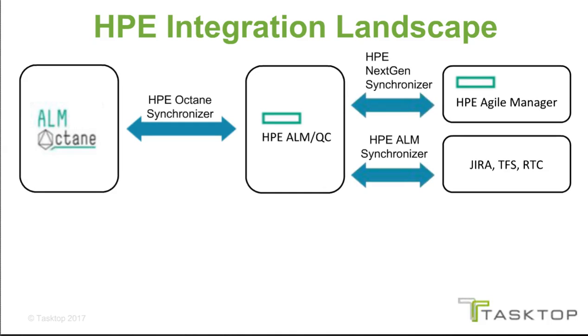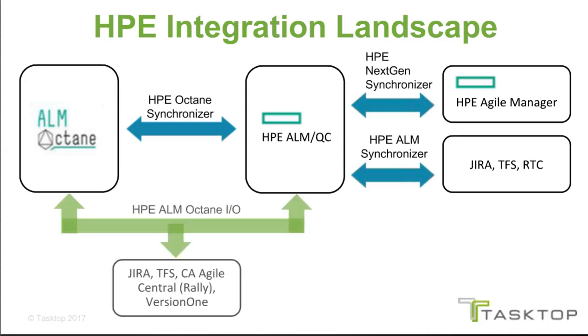There we go. Okay. Terry, did you just see the ALM Octane logo pop up? I sure did. Perfect. Okay, so continuing along, there's also an HPE Octane Synchronizer, which offers a synchronization between ALM Octane and HPE ALM and Quality Center. But what we're going to be talking about today is HPE ALM Octane IO. And what that does is that actually offers integration to third-party Agile solutions such as Jira, TFS, CA Agile Central, or Rally, and Version One.